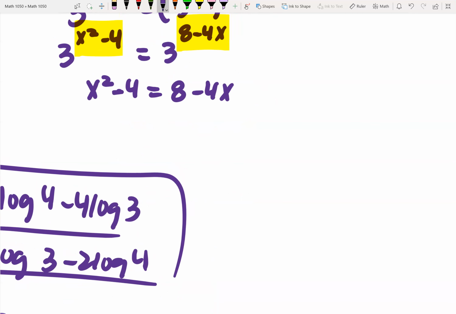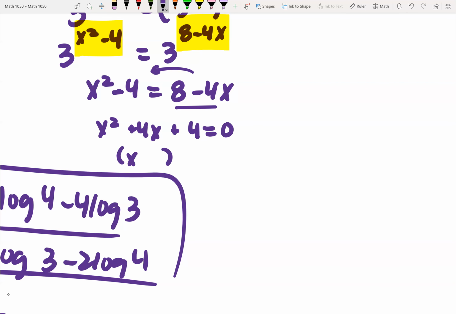Should I move my 4 to the right? No. Is that a good step? What do I do? Bring them all to one side. Doesn't matter which side. And then what are we going to do after that? We're going to factor. So bring all these things over that way, and you get x to the second plus 4x. The 8 comes over and becomes a positive, so you have plus 4 equals 0. Then I'm going to factor, so it's going to go to x and x. Signs are the same, they're both positive. 2 and 2 multiply to give me 4 and add to give me 4.